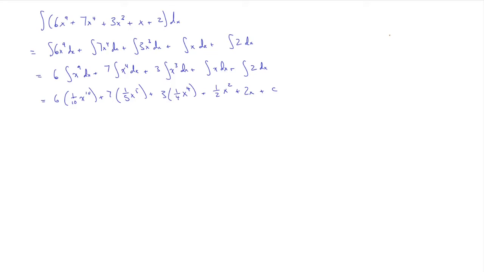So you divide by 10, so 1/10 x to the 10th. Similarly, the integral of x to the 4th is 1/5 x to the 5th, etc. You can think of this part here as x to the 1st, and that's why when you add 1, you get x squared, and then you're dividing by 2.